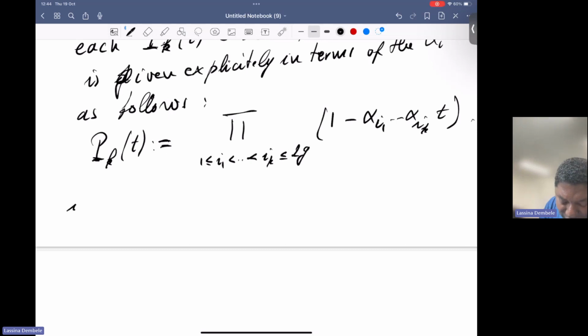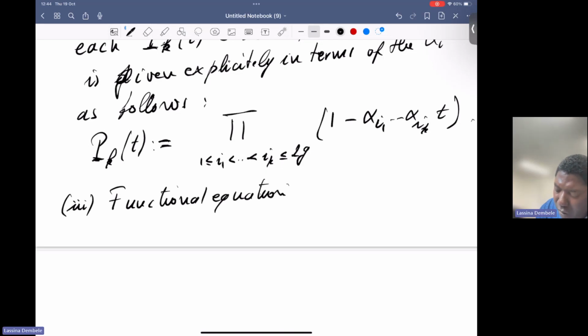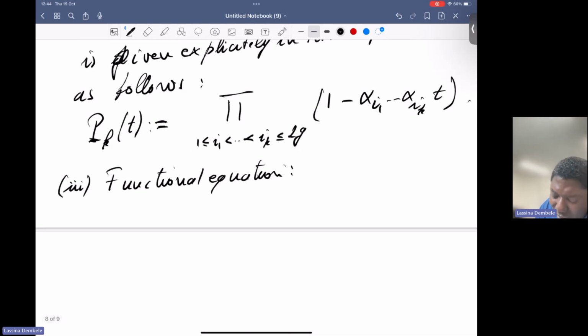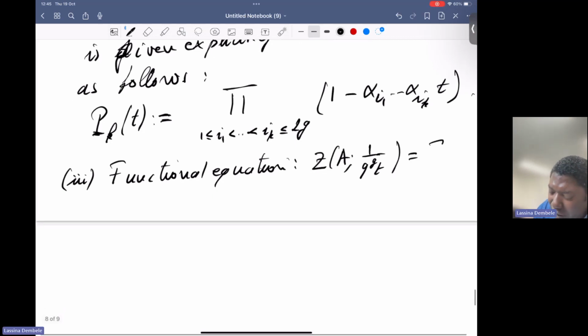And the third part says that we have a functional equation. The functional equation being that if I take Z of A of 1 over q to the g times t, I get that this is Z of A of t. Okay. So we are not going to prove the theorem, but there are enough details in the lecture notes. The proofs really are not that hard. They just use basic properties of linear algebra, combined with some functoriality related to the Frobenius endomorphism.